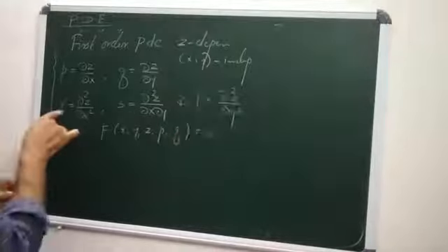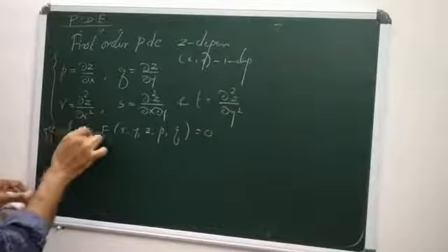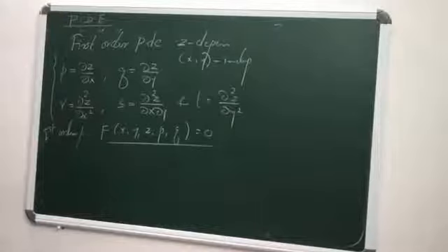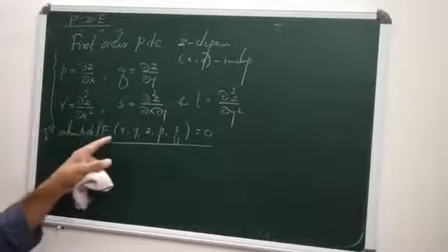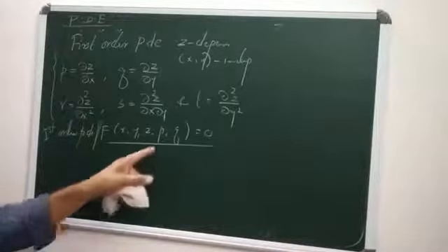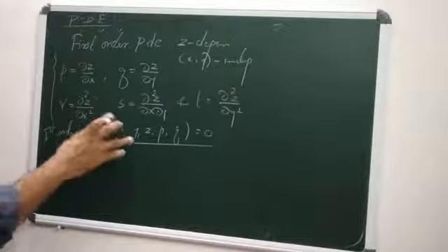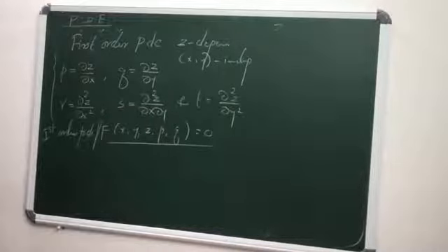These are second order partial derivatives. The first order partial differential equation is of the form f of x, y, z, p, q equals 0, where p is del z by del x and q is del z by del y. z is the dependent variable and x and y are two independent variables. So this is our usual representation. The first order partial differential equation may be represented by f of x, y, z, p, q equals 0.